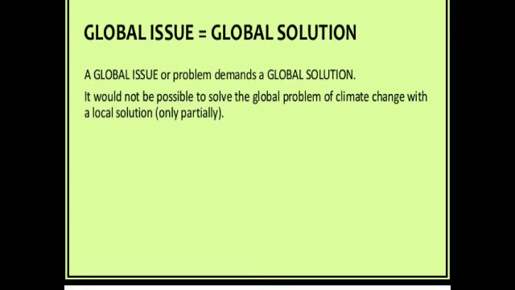Global issue, global solution. Thinking about a global perspective. A global perspective asks you to think beyond yourself, your family, your school, your community, and your country or the country where you are living.